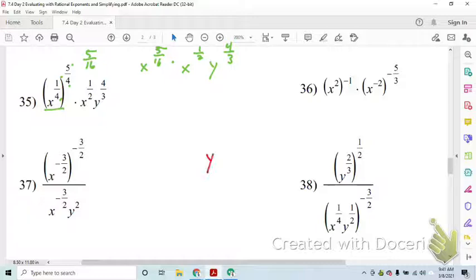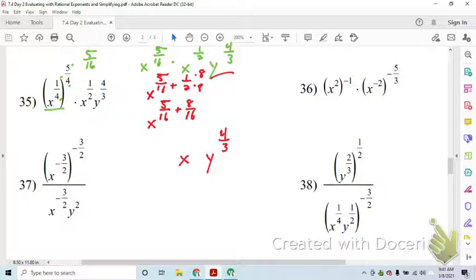This y to the 4/3 is going to stay there because there's no other y. But I have to work with these. Now the x's would be x to the 5/16 plus 1/2. So I'm going to multiply this by 8 over 8 to get that 16 as the denominator. So what you really have here is x to the 5/16 plus 8/16. So our end answer down here, along with the y to the 4/3, is going to be x to the 13/16, right there. And that's how we want that answer written.